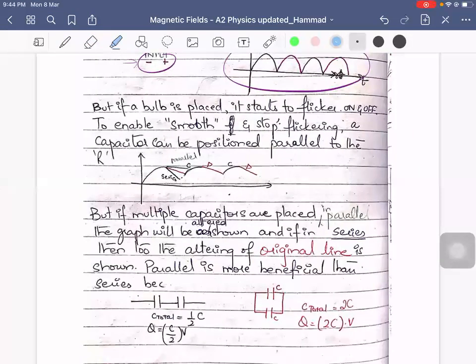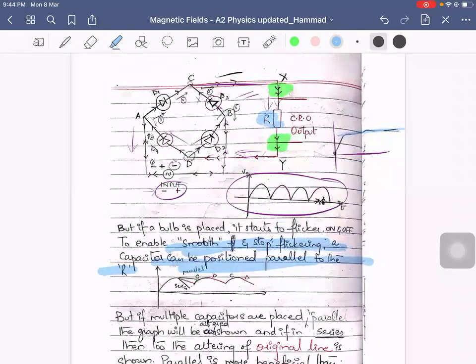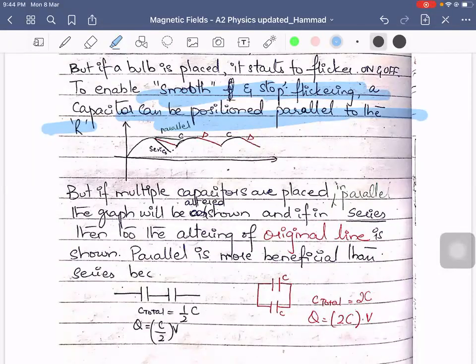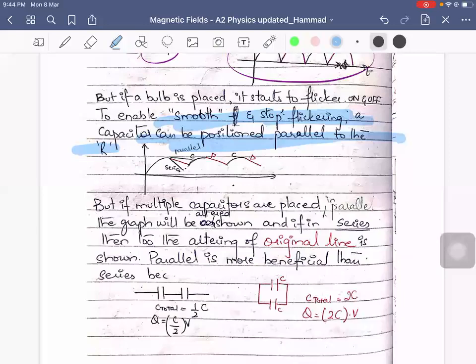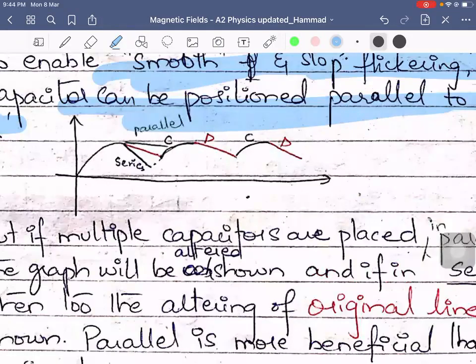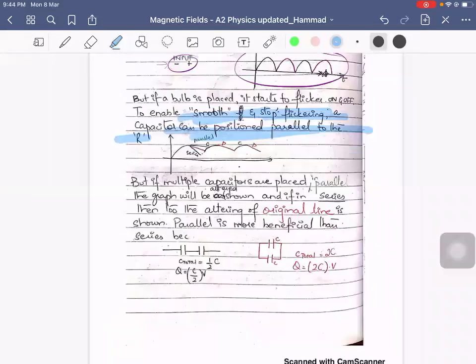If a bulb is placed, it starts to flicker on and off. To enable smooth output and stop flickering, a capacitor can be positioned parallel to R, as in the resistor. If multiple capacitors are placed in parallel, the graph will be altered as shown. But if in series, the capacitance decreases, right? So that defeats the purpose. So we do not use the series arrangement.